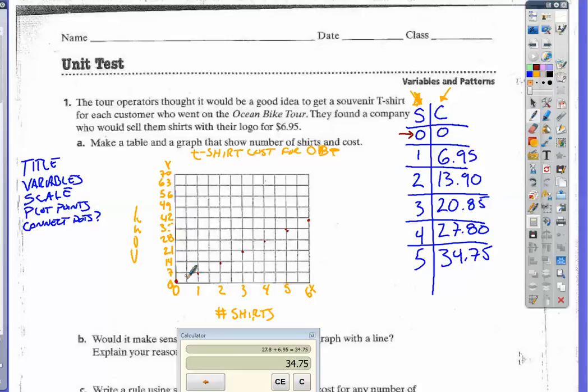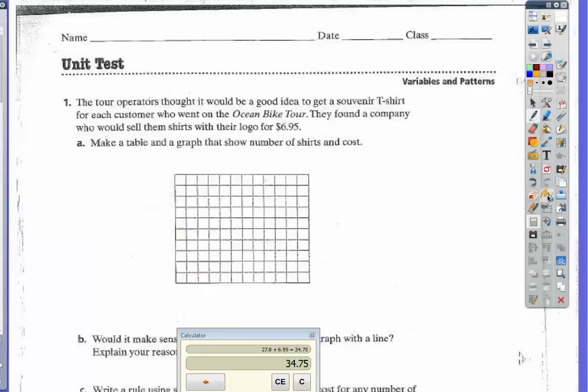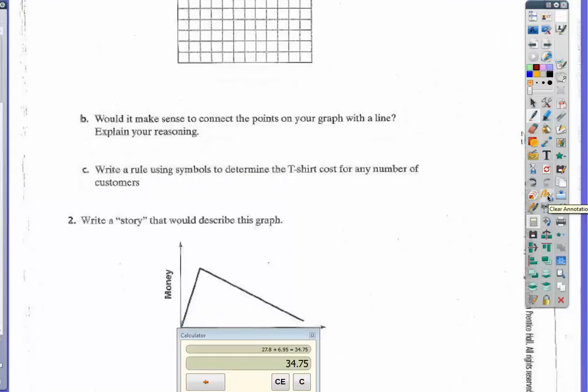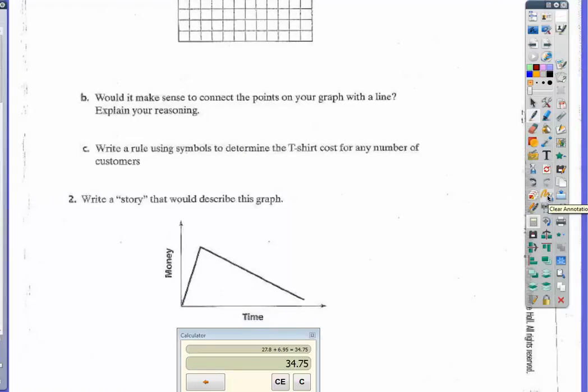So if we continue, would it make sense to connect the points with a line? I've explained why. Because you can't sell half a shirt. Now, obviously, you could connect them and say it shows the pattern better, which is true. But let's stick with mathematical reasons here.